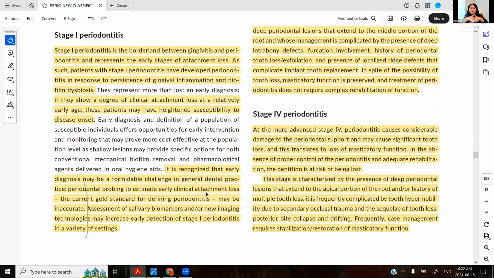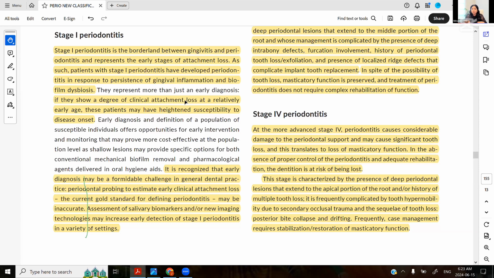So stage 1 periodontitis is borderland between your gingivitis and periodontitis. It is the early stage when the attachment loss has begun after the established advanced gingivitis, right? As such, the patients with stage 1 periodontitis have developed the periodontitis in response to persistent gingival inflammation and the established biofilm dysbiosis. Dysbiosis means the plaque has now become pathogenic. Anaerobic bacteria is present prominently there and is leading to the depletion and attacking your PDL apparatus, right?